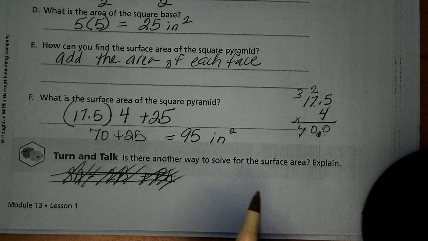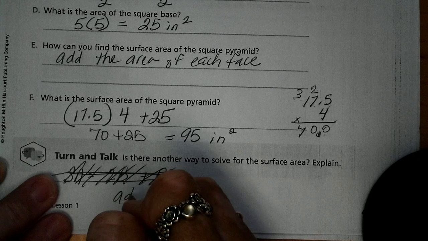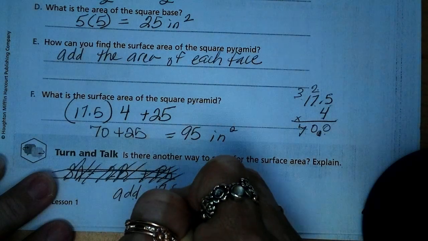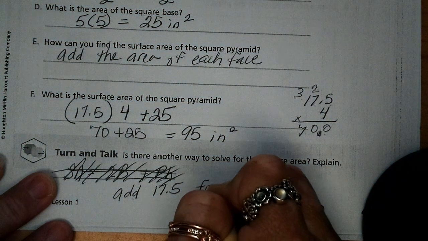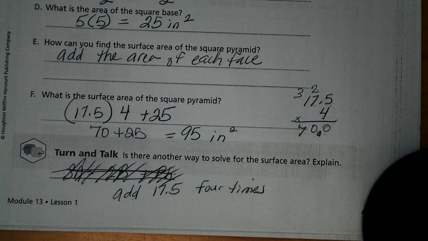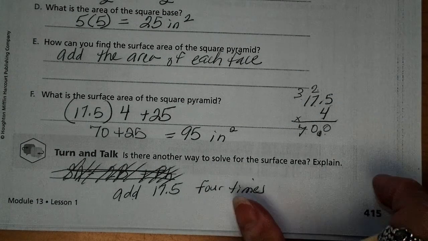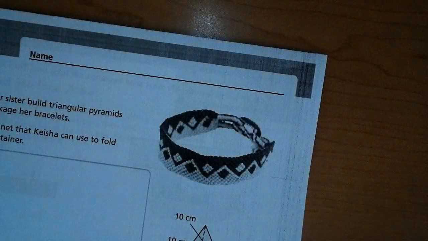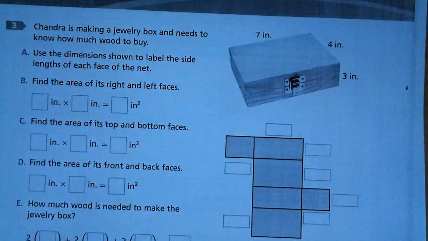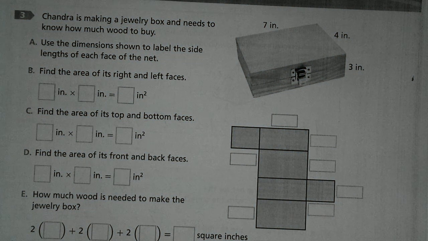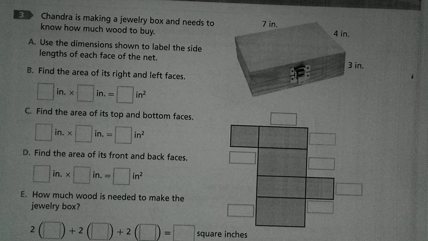Alright. So we're going to put down what Gia said so we can add 17.5 4 times. That's the only other way I could think of what we would do. Alright, so we are running out of time. So let's move on real quick to the last one. Okay, so we're back to a rectangular prism. Actually, we have 1 minute.